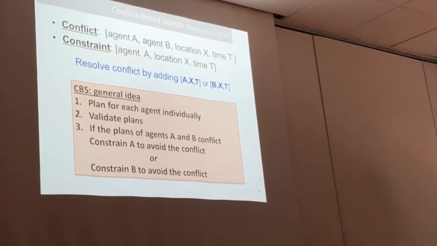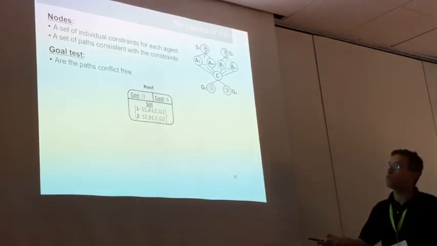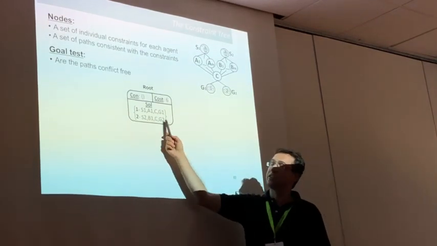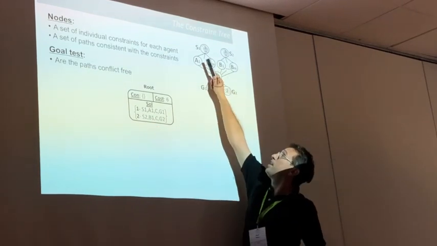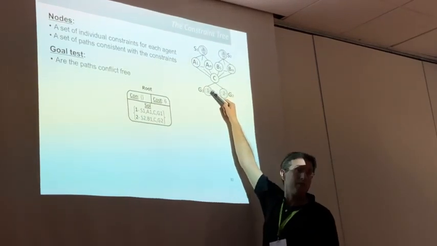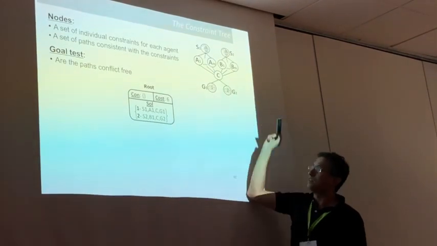Okay, so how do we know which agent to constrain, A or B? And the answer might disappoint you. We try both. So here we span another tree. And the tree here is possible ways to resolve conflicts. A node in this tree is composed of a solution to both agents. So in this case, this is a solution for agent 1. Go to S1, A1, C, and choose 1. And this is 2, S2, B1, C, and G2.